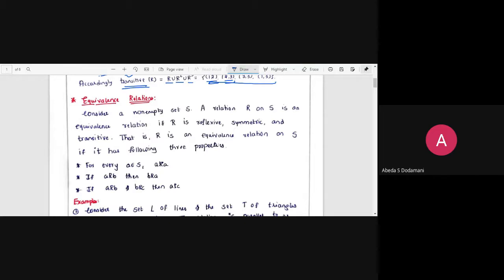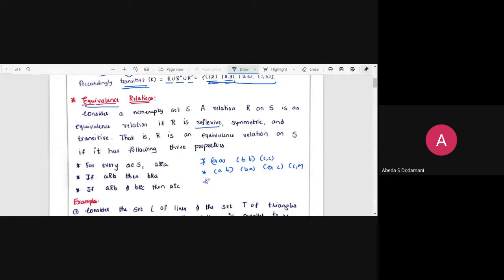If all the three relations are satisfied, we call it the equivalence relation. Reflexive means that if there are three elements A, B, C, then A must be related to A, B must be related to B, and C must be related to C. So this has to be there. Then if AB is there, BA must be there. If AC is there, then CA must be there. Then we call it symmetric.